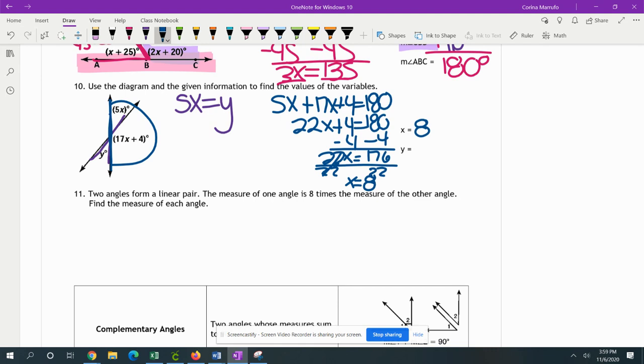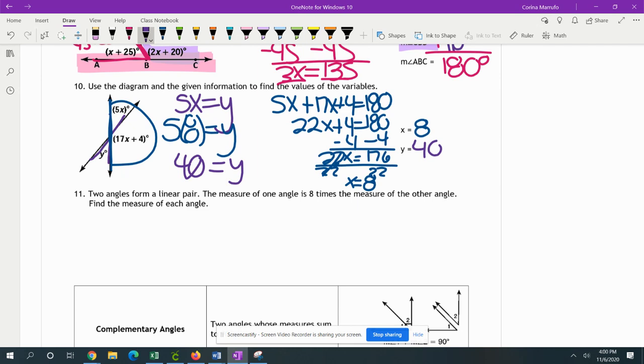And then, now that we know what x is, we can go ahead and plug it in here. 5 times 8, x is 8, equals y. Well, 5 times 8 is 40. That means 40 is equal to y. And that's it for that problem.